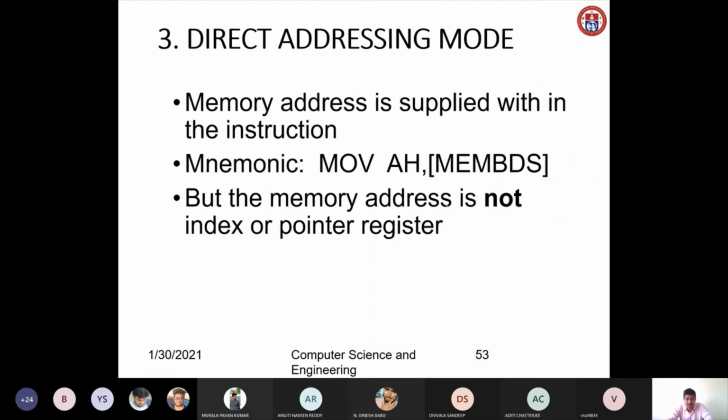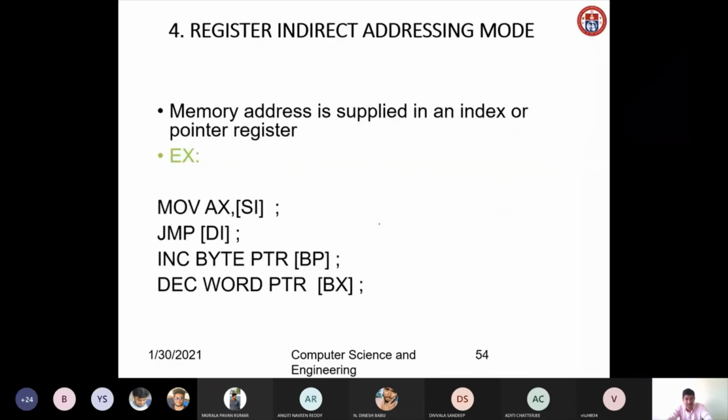Then the direct addressing mode. As I told, here the memory location is mentioned within the instruction. The memory address is not in an index or pointer register; we are directly giving the memory location address. Then register indirect. Register indirect means the memory address is supplied in an index or pointer register. Here MOV AX comma SI. SI means it is a source index and DI means it is a destination index.